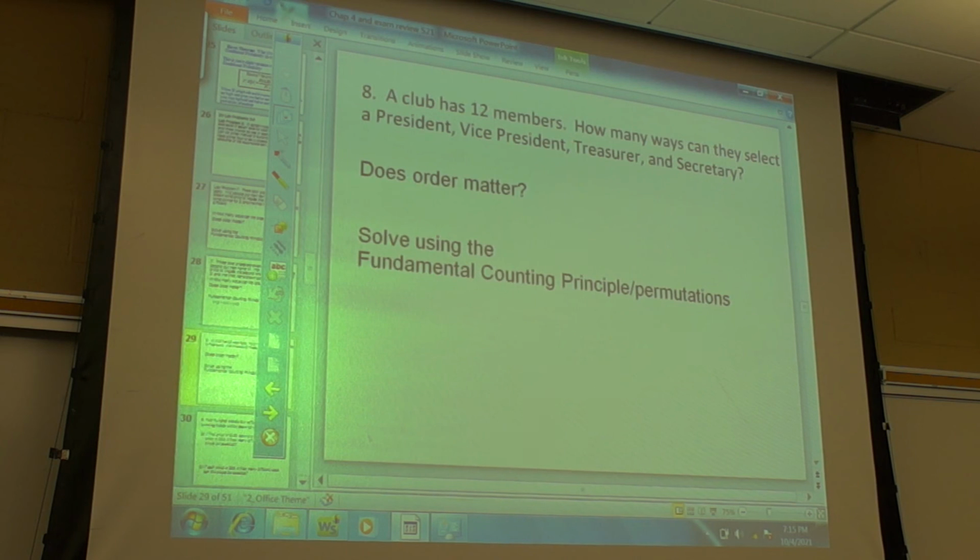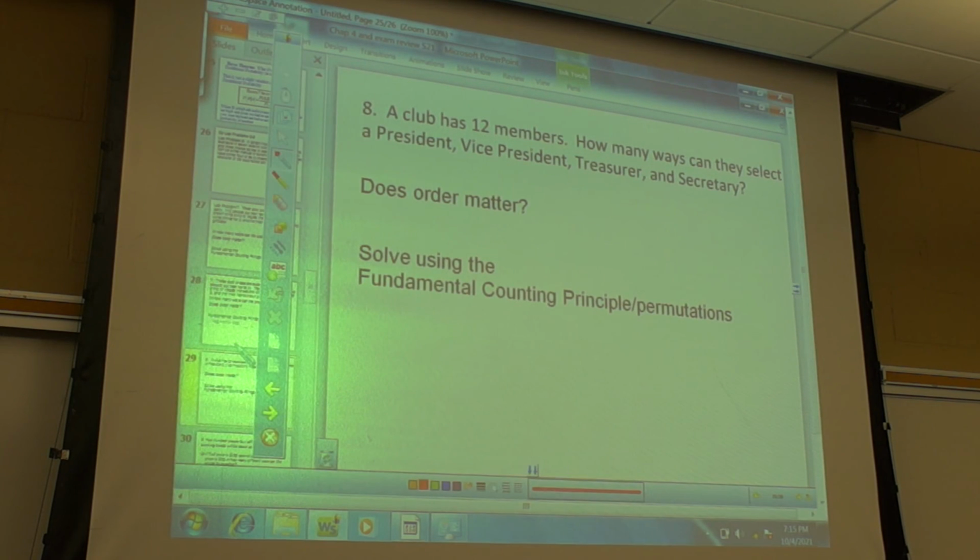Next one. President, Vice President, Treasurer, and Secretary. So think like this. Is each one getting assigned something different? Yes. So order matters. So 4 positions. How many options for the first? 12. Next. 11. Next. Last. 9. Great. Good.